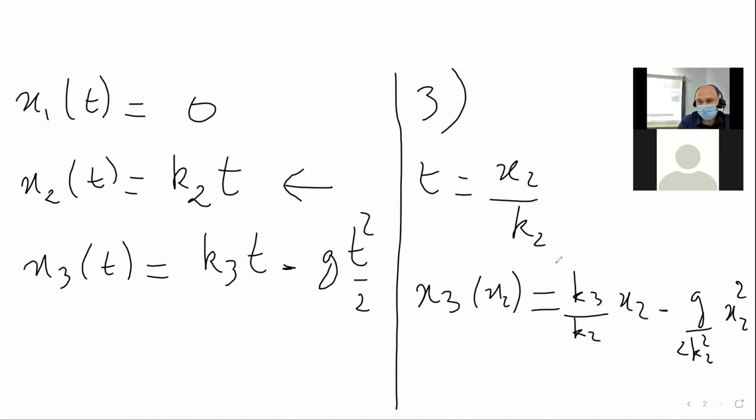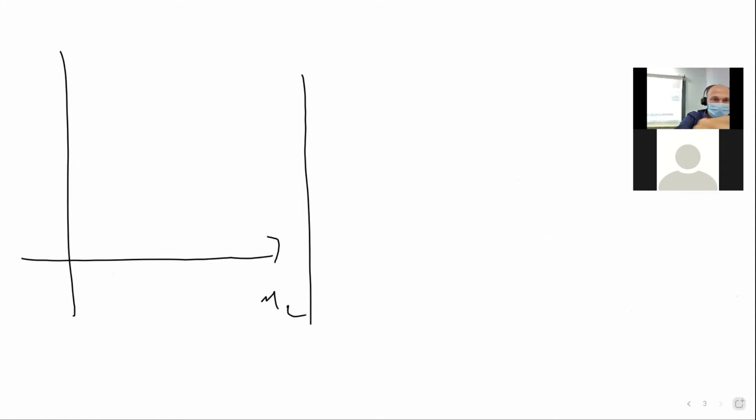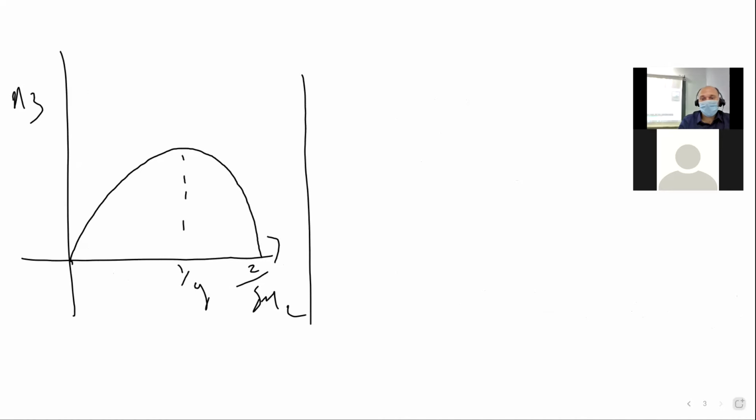And so I can draw it. If I draw it, I will have something like that. So here I will have 2 divided by g, and here I will have 1 divided by g. All right, are there any questions? Okay, so let's move on to another example.